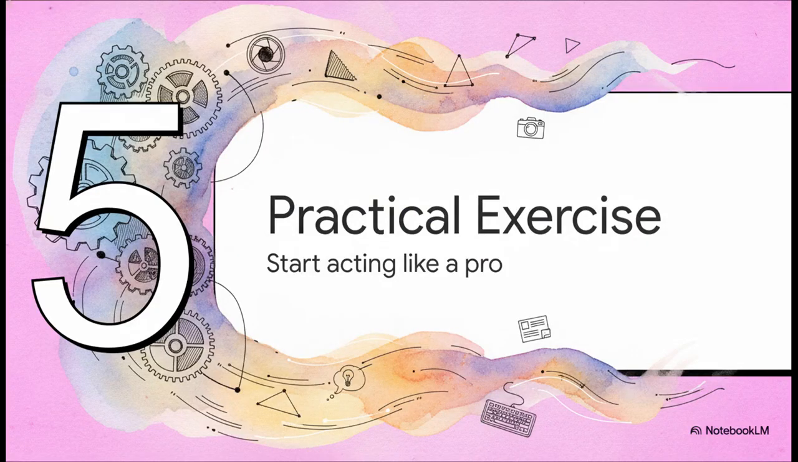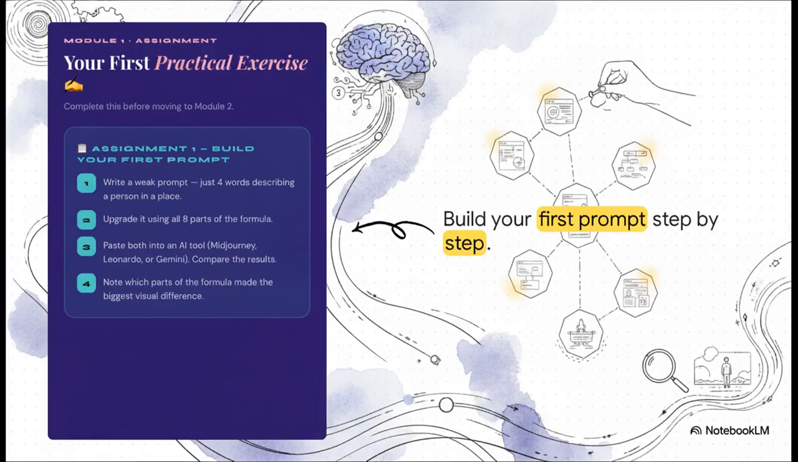Finally, Section 5, your first practical exercise. All right, it's time to stop listening and start doing. Let's move to the real-world practice and see how this builds. This assignment is designed to permanently wire this 8-part formula into your brain so it just becomes second nature every time you open an AI tool. Let's apply your brand new Creative Director superpowers right now.